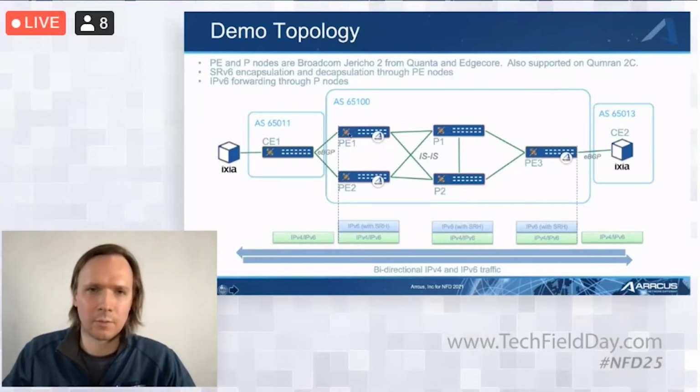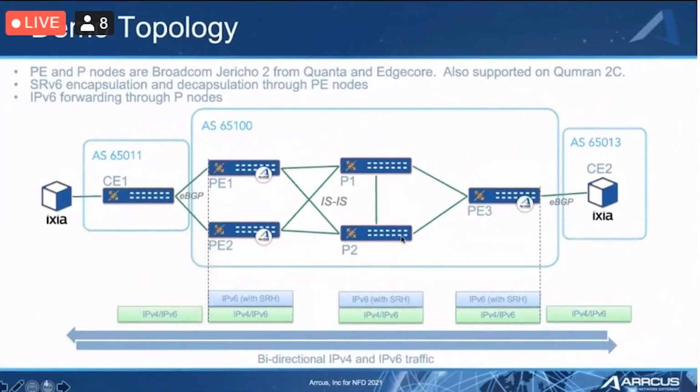You can see that there are 3 PEs, PE 1, 2, and 3. PE 1 and 2 on the left provide a dual homing solution to the customer edge router CE1 on the left. And PE3 on the right provides a single home connection to an Ixia that's acting as a second CE. You'll also notice that P1 and P2 are IPv6 only nodes that are just transiting IPv6 packets for SRv6.